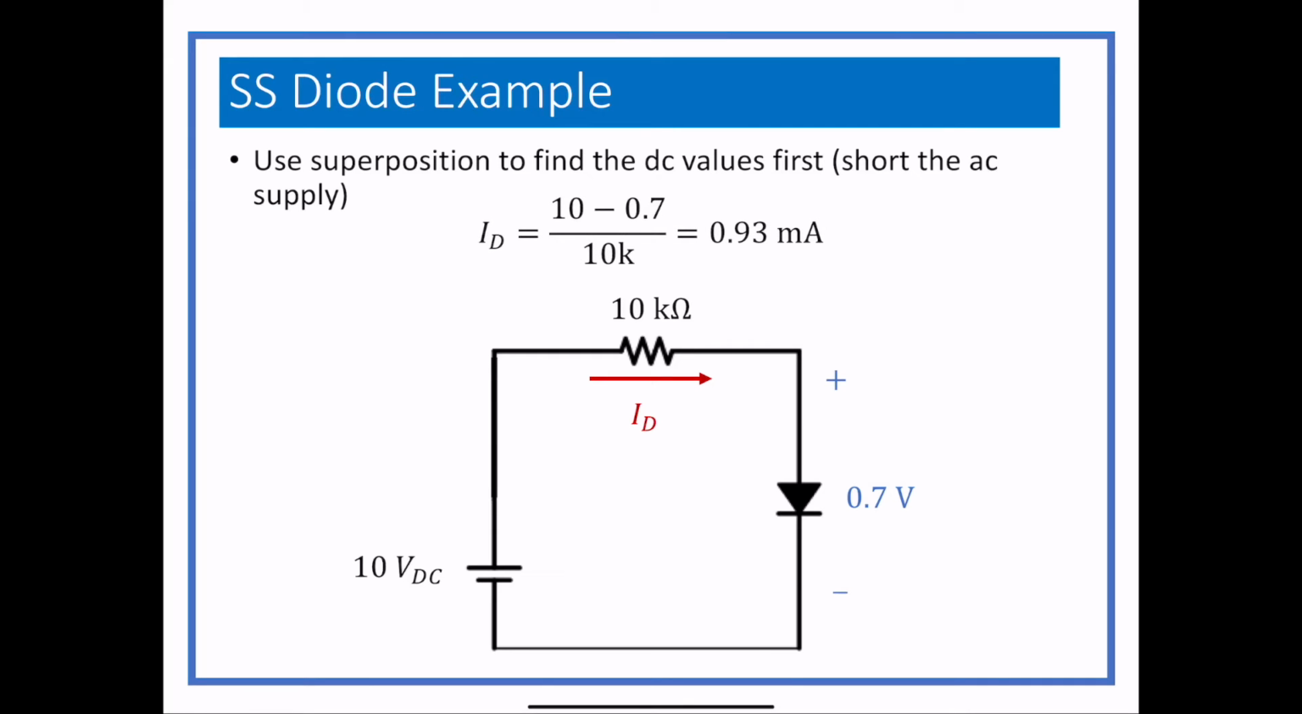And we get 0.93 milliamps, which is close enough to 1 milliamp that we actually don't need to do any more iterations. So we don't need to use iterations here. Our initial assumption was good.